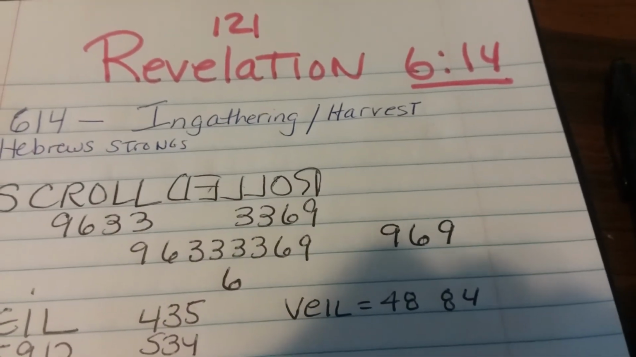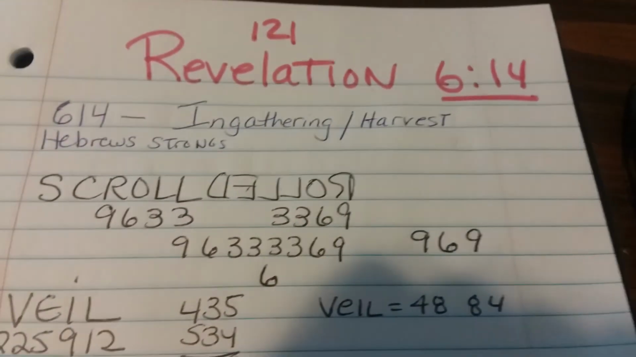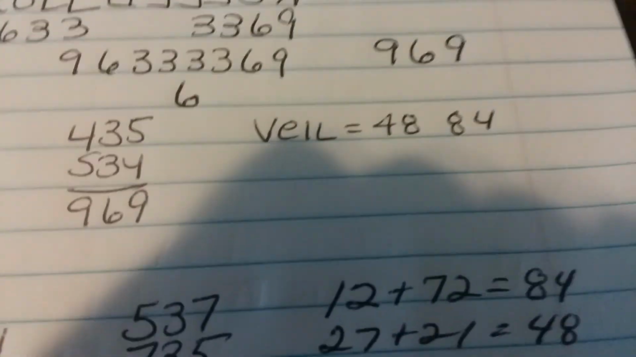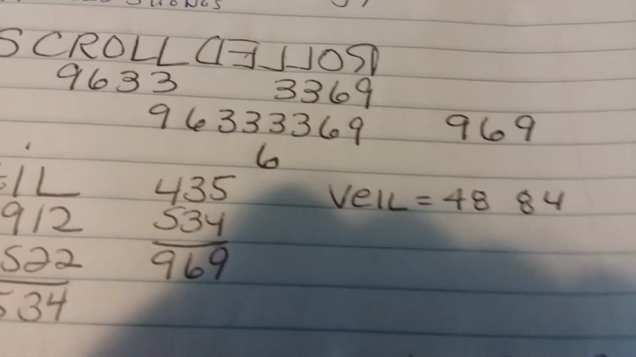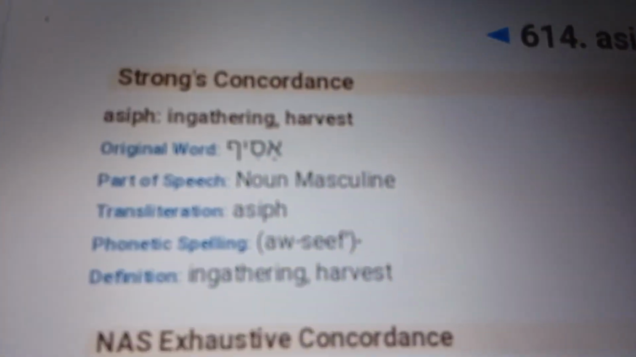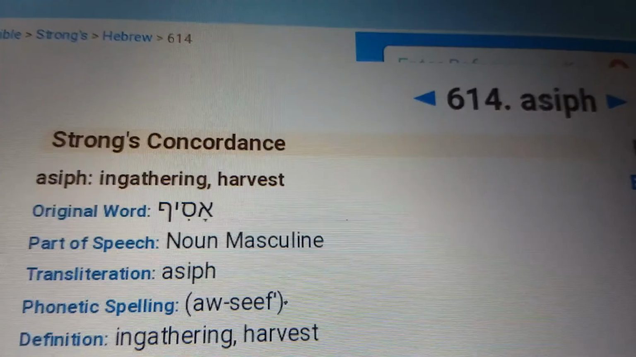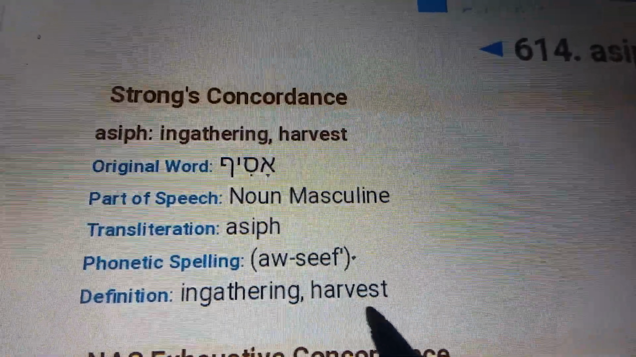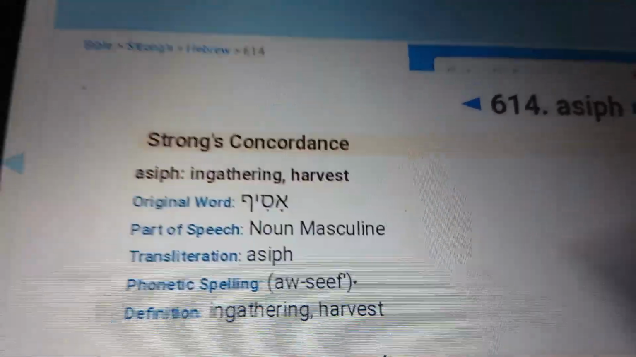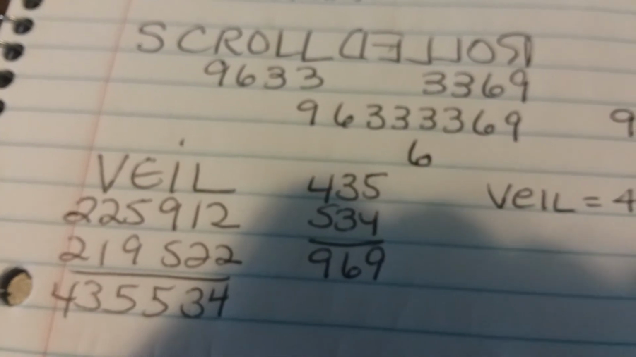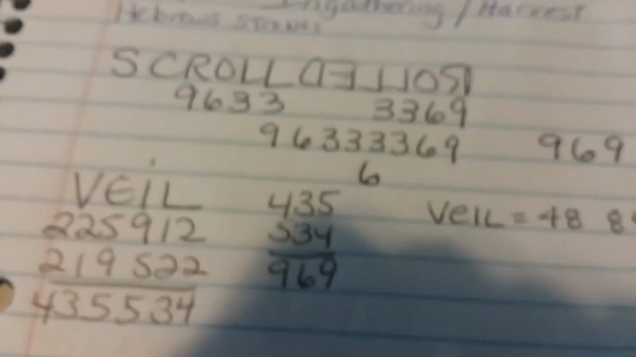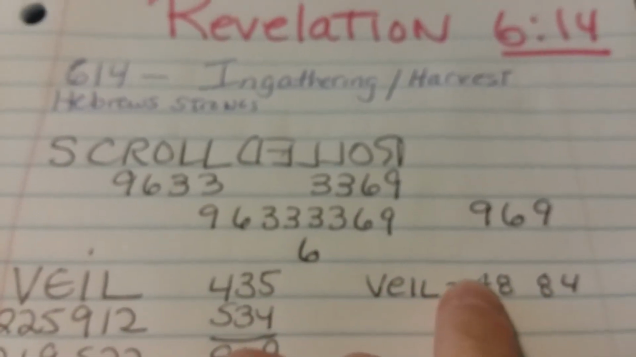I'm going to look up what 6:14 is in the Strong's Concordance, which I thought was quite interesting, is that 6:14 means ingathering, harvest. So when this event takes place, that's when the ingathering takes place. That's when the wedding takes place, the harvest.